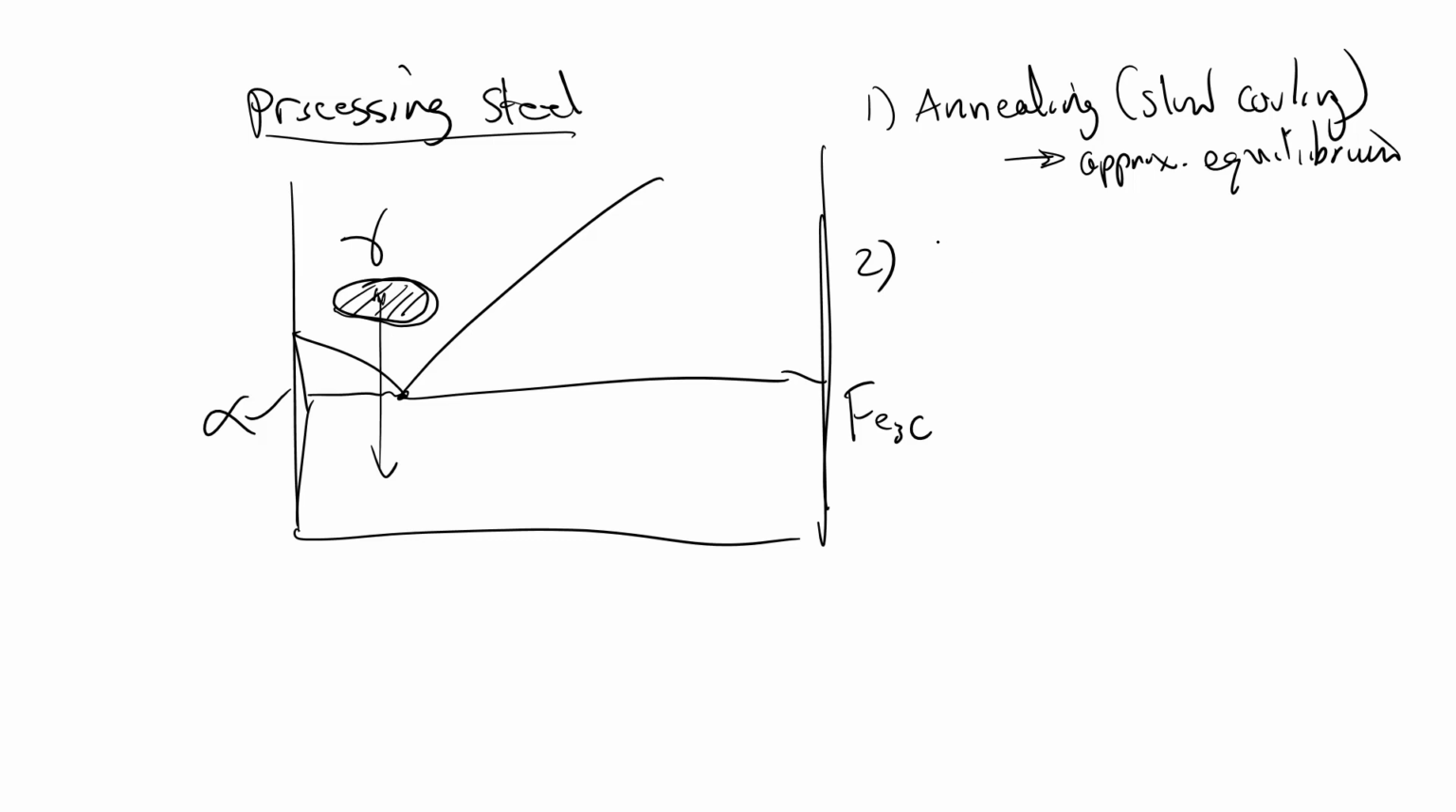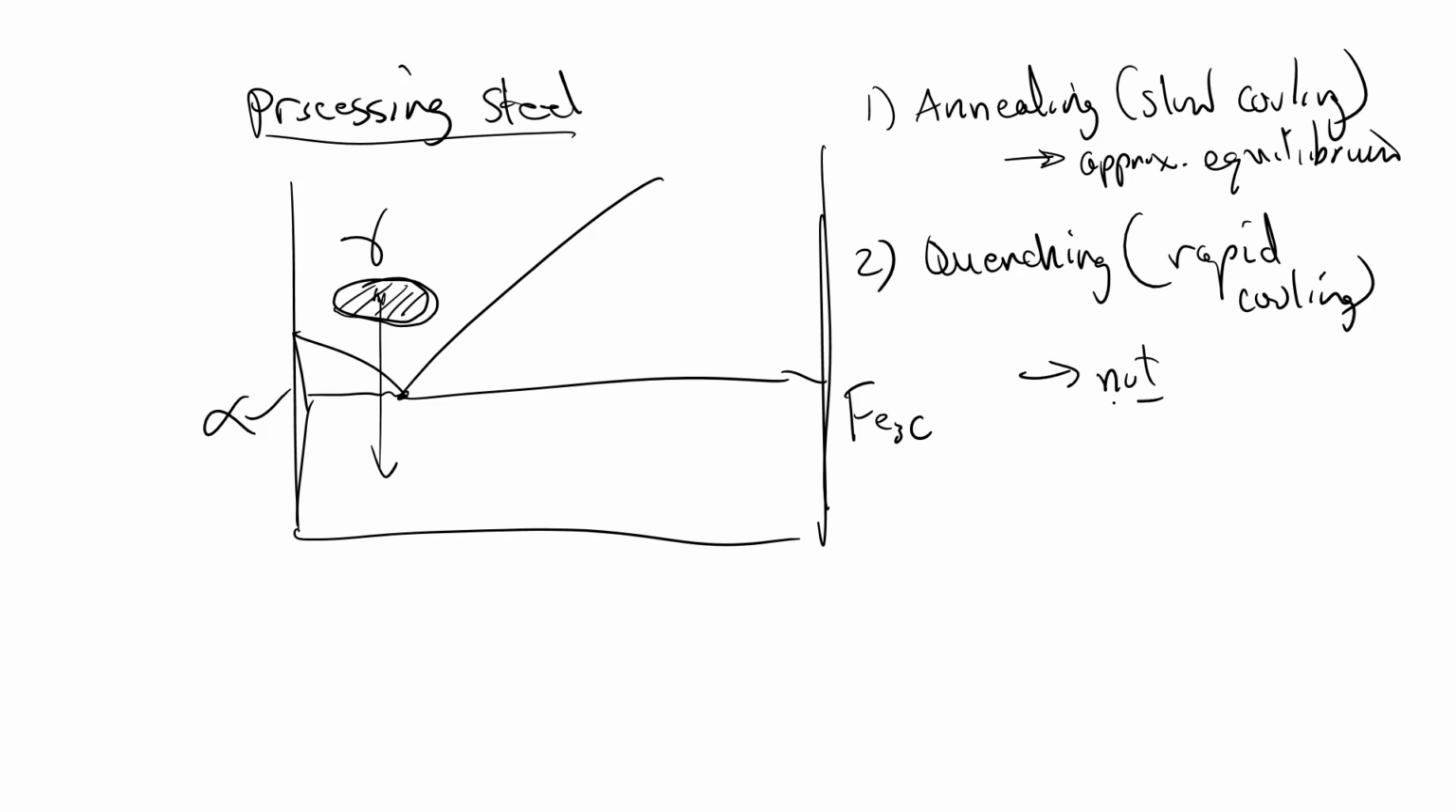If I cool really fast, that's called quenching. Like I put it in water. This is rapid cooling. This is not equilibrium. In fact, for steels, you take advantage of that. You cool so fast that it traps all the carbon in that austenite structure. It's like a supersaturated solution.